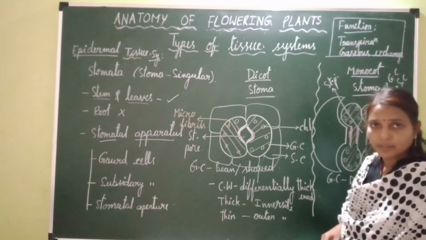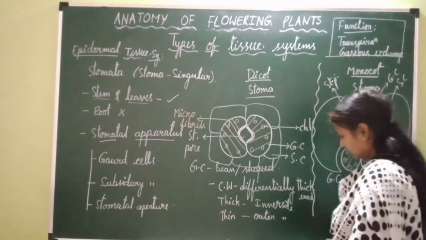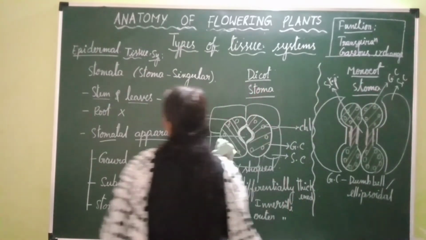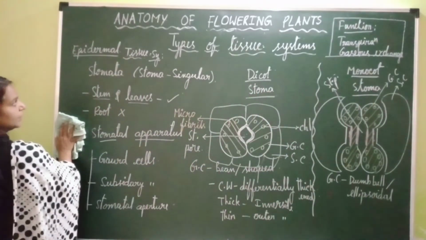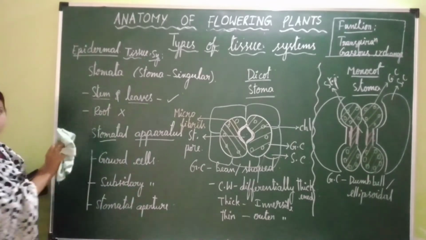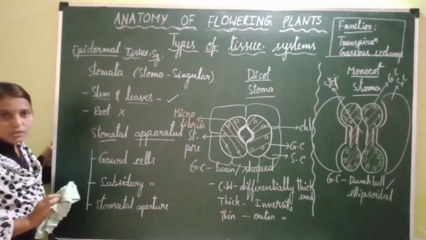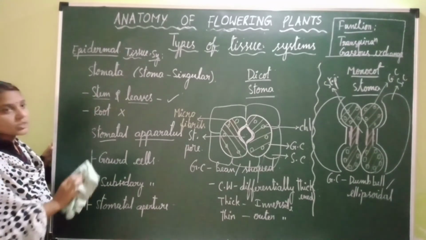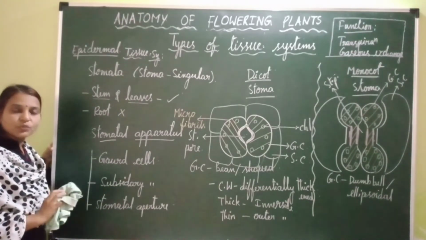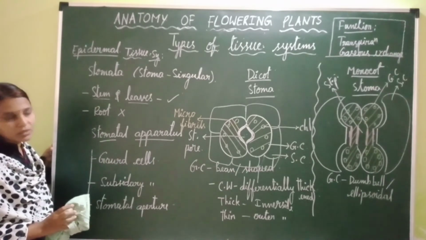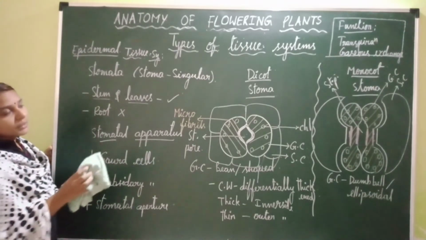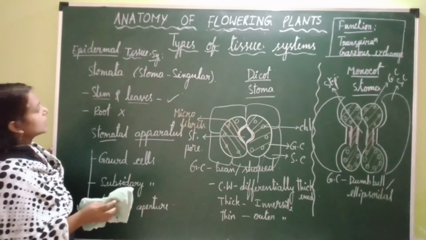Now let's study epidermal appendages. So epidermis consists of what? The epidermal tissue system consists of epidermis and epidermal appendages. Epidermis consists of pores in it. Those pores are stomata. Now we studied the structure of dicot stoma and even monocot stoma. The function of the stoma is transpiration and also gaseous exchange.